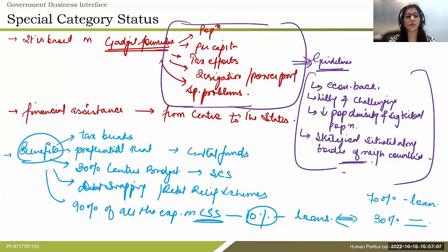Now, which are the states with the special category? Which states were given this status? Arunachal Pradesh was there, Assam, Himachal Pradesh, Manipur, Meghalaya, Mizoram, Sikkim, Tripura, Uttarakhand also got this status in 2010, and then Nagaland. Also, Jammu and Kashmir was also a part of this special category status, but it was revoked after it became a union territory because it was no longer a state.